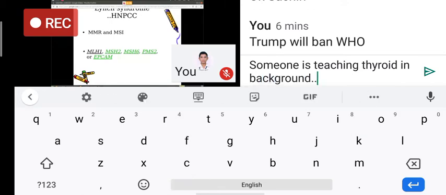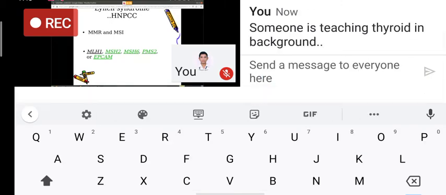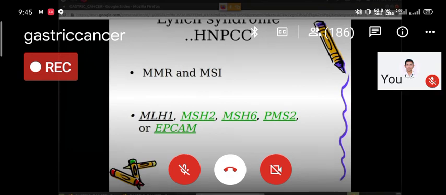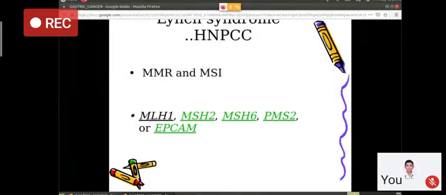So this HNPCC, or hereditary non-polyposis colon cancer, which we will discuss later on, these patients have defective MMR repair genes. They have microsatellite instability. A lot of abnormal genetic material collects, which is called microsatellite instability, and this can also be known on histopathological examination and immunohistochemistry testing.